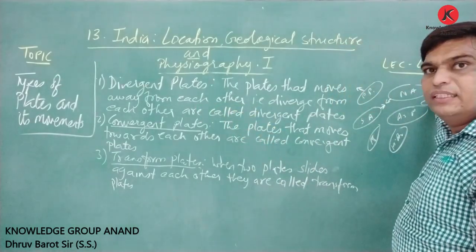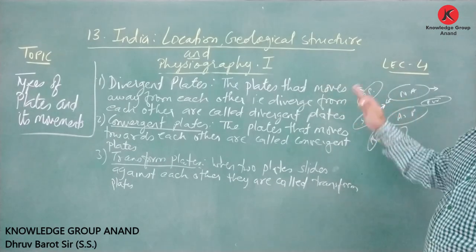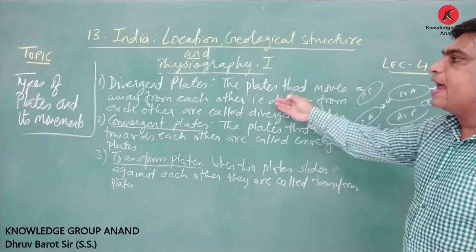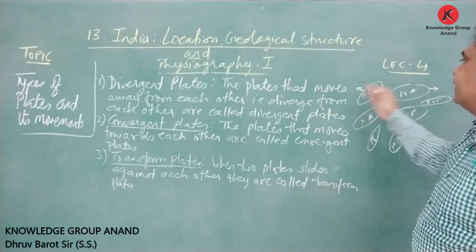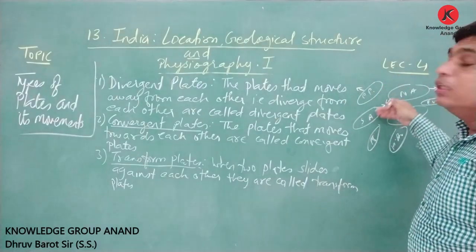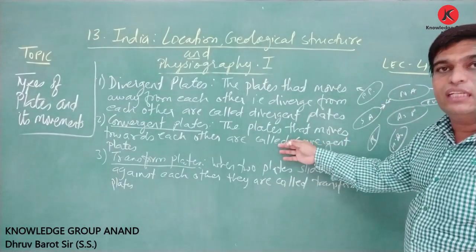This plate is moving towards this direction and this plate is moving towards this direction, which means they are moving opposite of each other. This movement is known as divergent plates: the plates that are moving away from each other. The plates that are coming near each other, towards each other, are known as convergent plates.